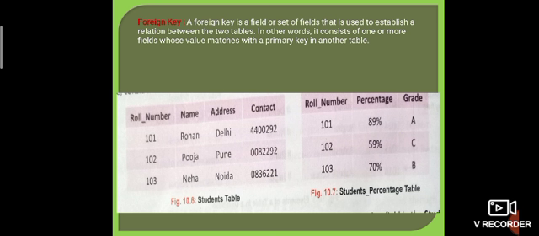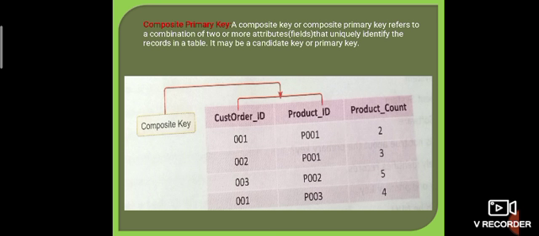Got it? For example, consider the student and student percentage tables. Two tables are here. One table is the student table and another is the student percent table. The row number field of the student percent table points to the row number field in the student table. The row number field is the primary key in the student table and the foreign key in the student percentage table. We have done composite key.